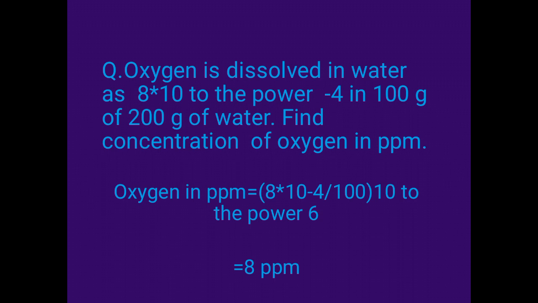ऑक्सीजन इज डिजॉल्व इन वाटर एज 8 into 10 to the power minus 4 in 100 grams of water. Find concentration of oxygen in ppm. We have to calculate the concentration of oxygen in ppm. So as I've told you, ppm is equivalent to mass of component, which is 8 into 10 to the power minus 4. Then total mass of solution, which is given 100 grams to us, multiplied by 10 to the power 6. So it will become 8 ppm. 8 ppm हमारे पास ये आ जाता है.